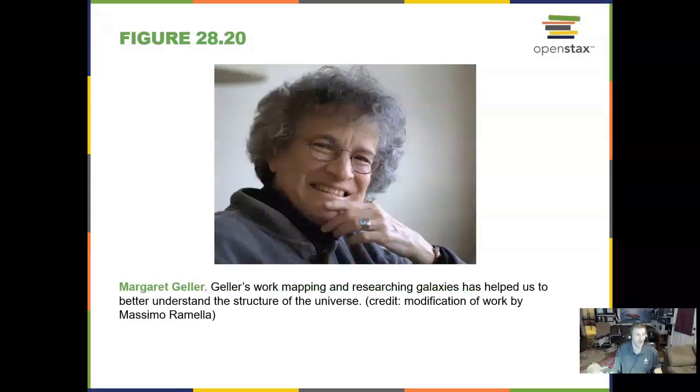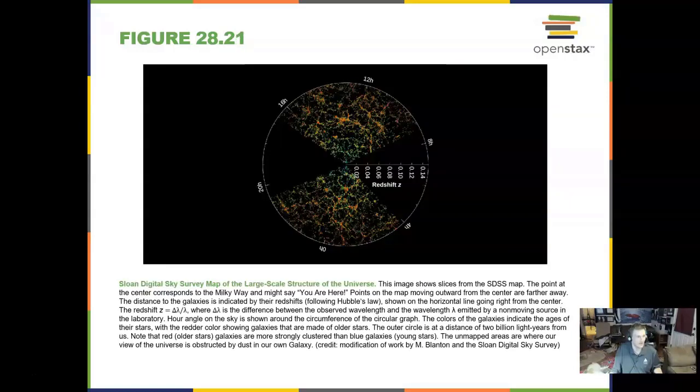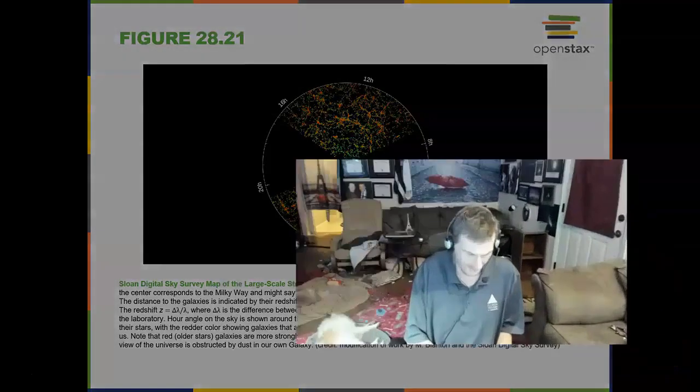And here is Margaret Geller, who did a lot of work mapping these galaxies and researching them. Amazing astronomer. The Sloan Digital Sky Survey that I had done some work with for about a year is mapping the large-scale superstructure of the universe. So hang with me a minute here and listen.